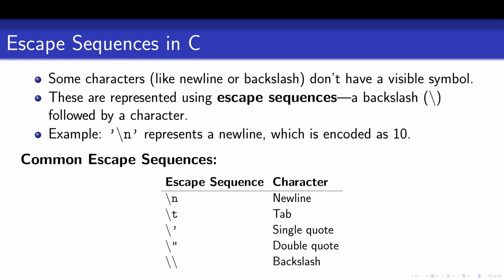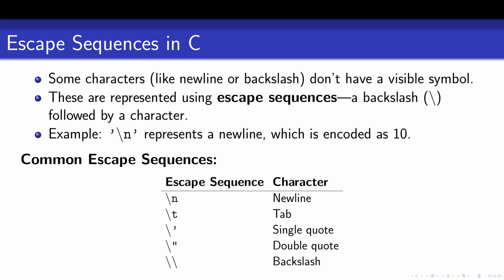For example, if you want to assign a single quote character to mychar, you'd write mychar = '\'', and to assign a backslash, you'd use mychar = '\\'. Without the backslash escape, C would get confused trying to interpret the character literal.